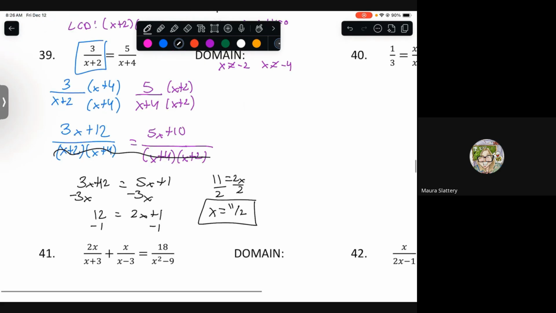Of course, before I circle my answer and I'm confident in it, I need to go and check to see if it is one of my domain restrictions. It's not, so I'm good to go. There's a what? It's a 10. What did I do?